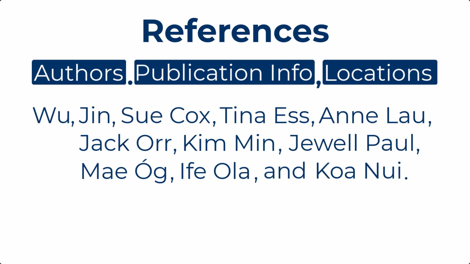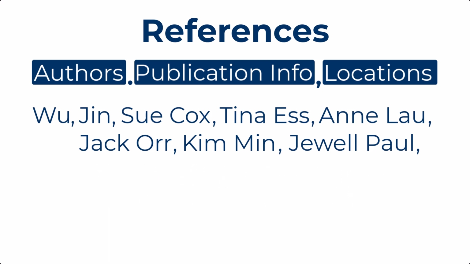Sometimes journal articles have more than 10 authors. In that case, you get to take a shortcut. Just list the first 7 authors. After the 7th author's name, add a comma and follow it with et al., which is an abbreviation that means "and others" in Latin. Now it's time for the publication information.